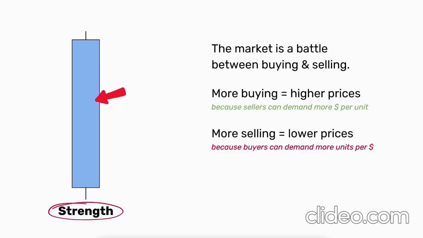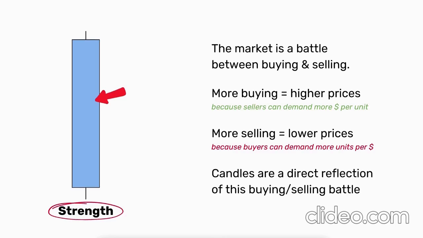If lots of people are trying to sell an asset into a market, you can offer a lower price to one of them and someone is going to take it. This is really why markets go up and down, and the candlesticks are a direct reflection of this buying and selling battle that's taking place at all times. So remember this throughout the whole video. All we're doing here is trying to read this battle using candles.